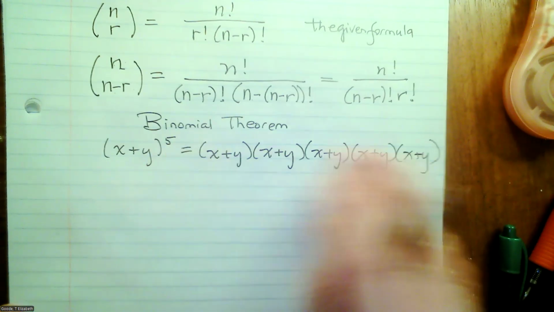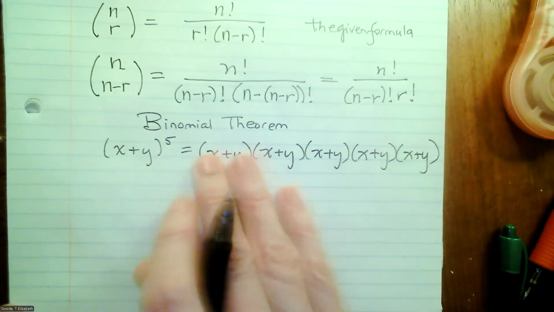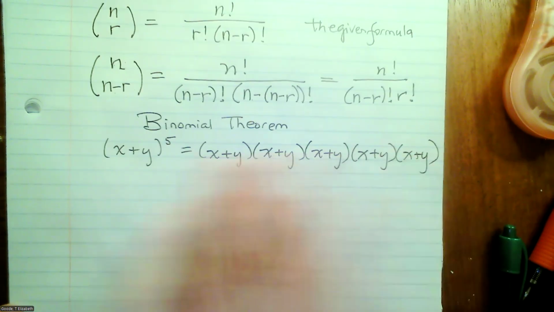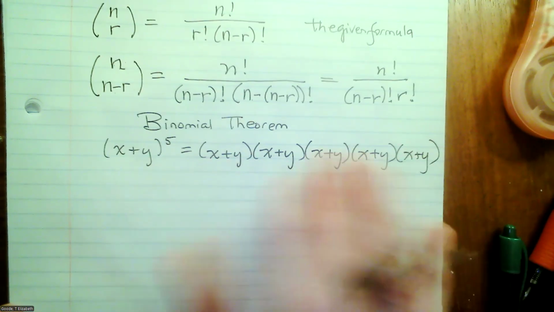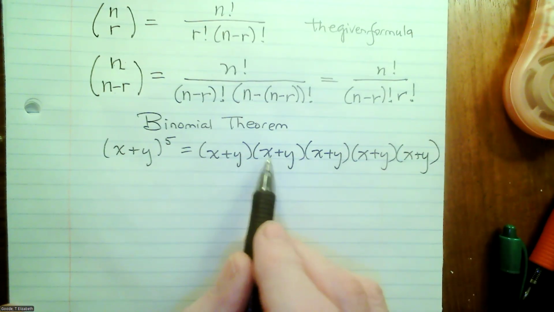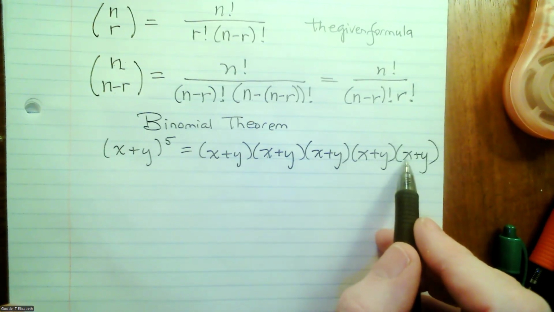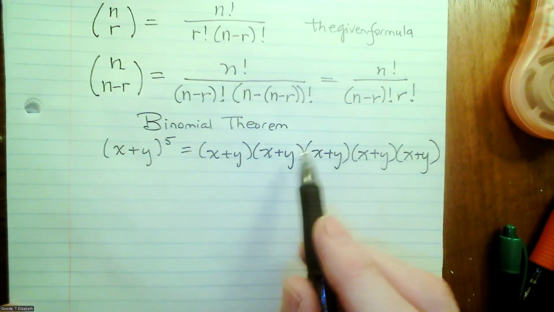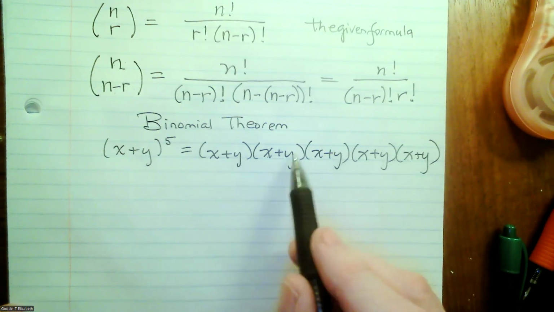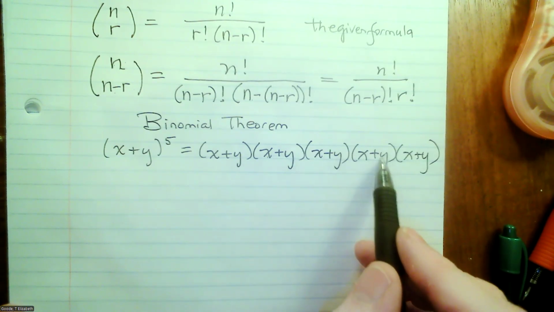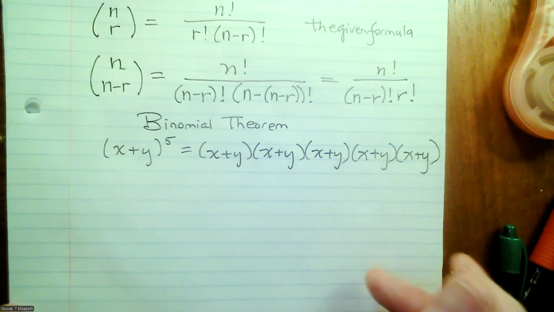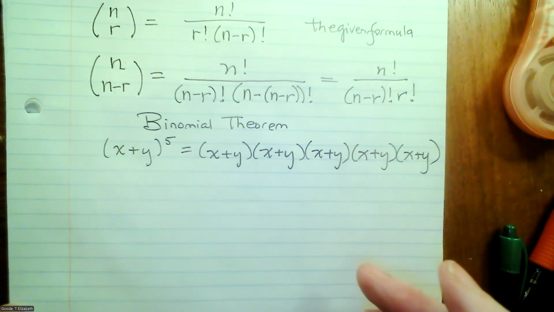When we are expanding this, when we're actually distributing all these together, there's going to be an x to the 5th term, right? Because this x times this x times this x times this x times this x is going to give us the x to the 5th. And at the end, there's going to be a y to the 5th term, because this y times this y times this y times this y times this y will be the y to the 5th. But there's a bunch of stuff in between.